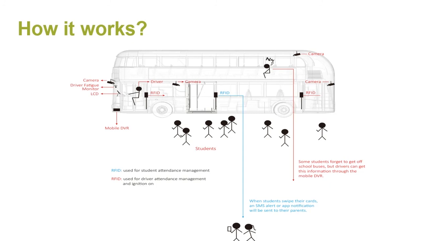Additionally, there are 4 cameras inside the bus, 1 to monitor the front door, 1 to monitor the middle door, 1 to monitor the rear door, and the last one to monitor the situation inside the whole bus. If some students forget to get off school buses, the driver can get this information through the MDVR. Also, parents can track their children's data through the MDVR by app conveniently.